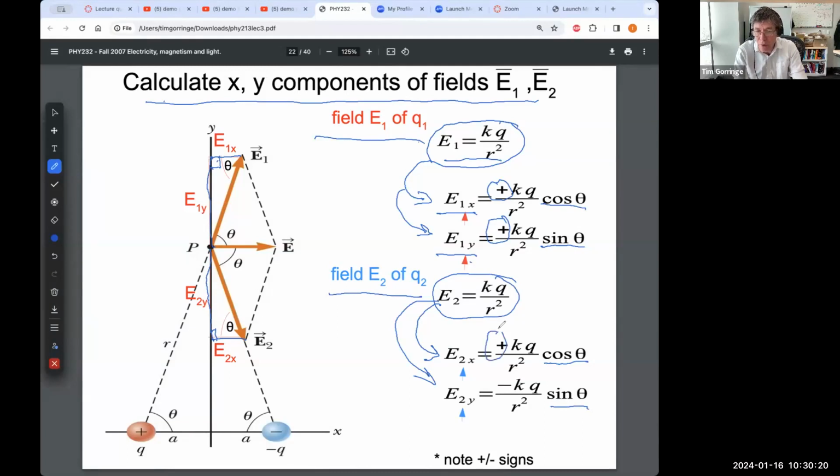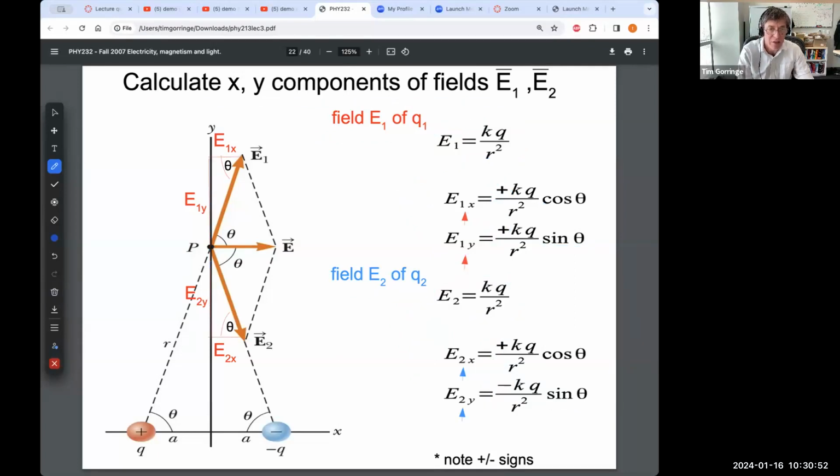There's one important point here. Again, I used the sketch. I consulted the sketch when I wanted the signs of these two components. E2x is in the positive x direction, so that's towards the right. E2y is in the negative y direction. It's downwards, and so that's the minus sign here. That's the plus sign here. Okay, so now we have our x and y components. We're almost there to finding what E itself is. So let's go on to the next slide and take a look at that.